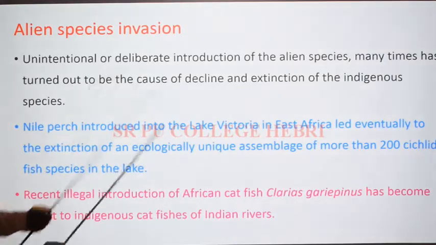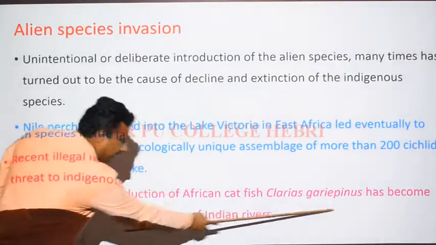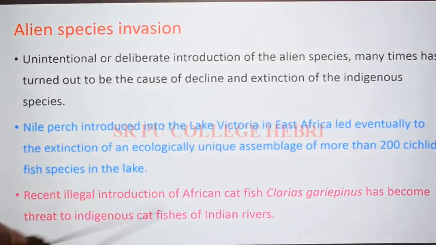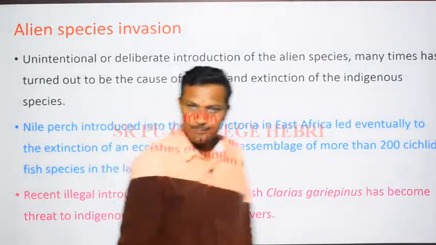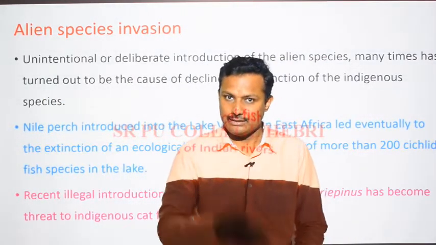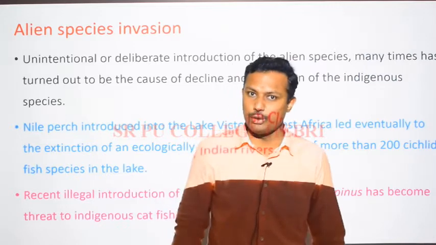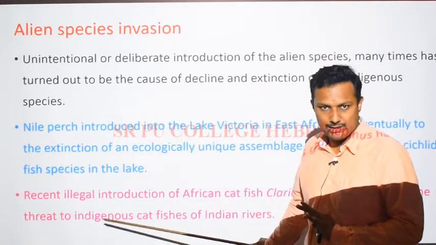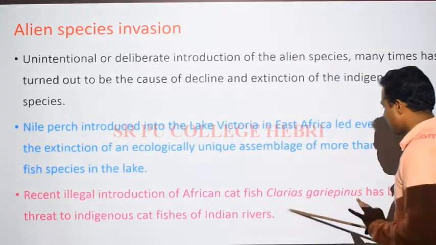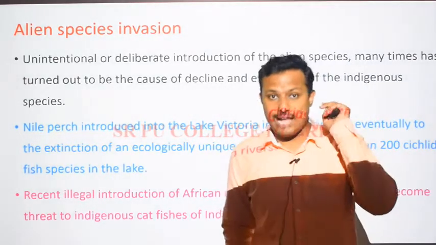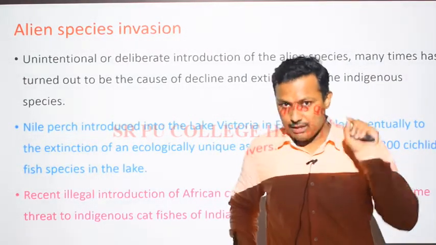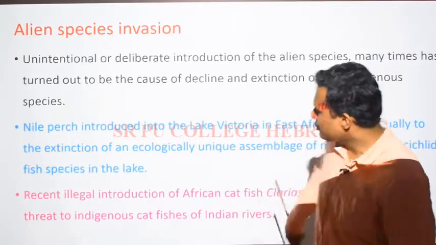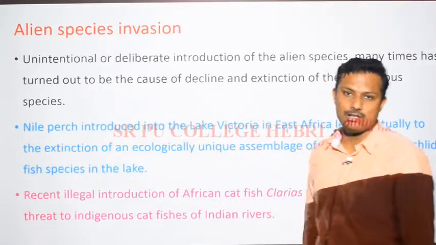African catfish in India. You need to remember the scientific name, Clarias gariepinus. It has become a threat to the indigenous catfish of India. In the Indian lakes, normally Indian catfishes are found. But because of some recent illegal introduction of the African catfish, Clarias gariepinus, it is actually killing the Indian catfish. So the Indian catfish is under the threat of extinction today. These two are the best examples of alien species invasion.